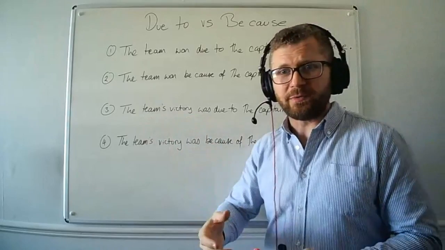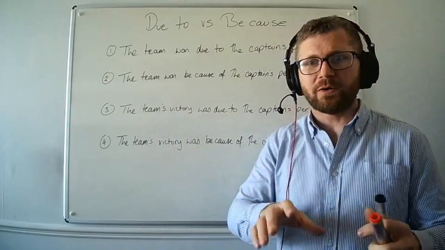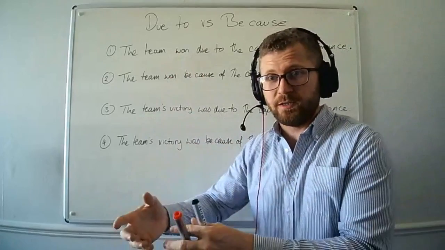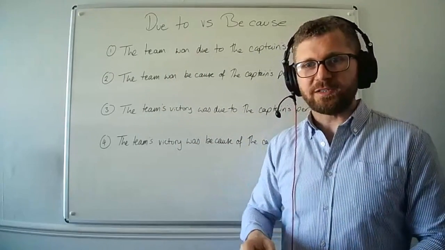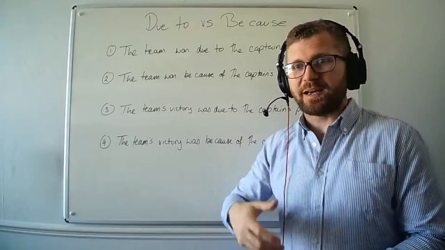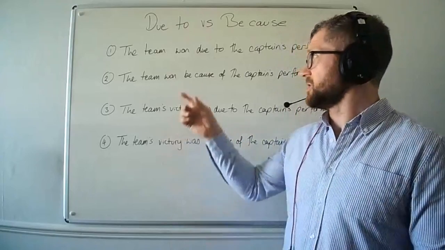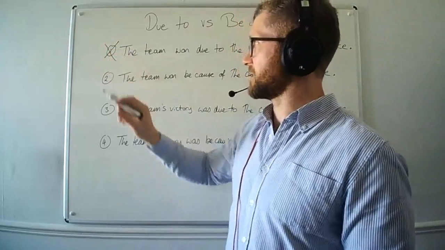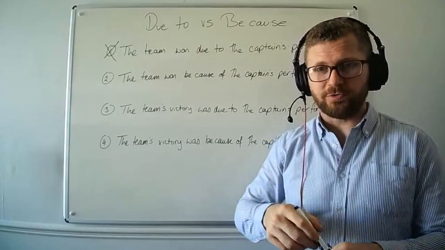Now, the way the GMAT will do this is they will say that if you are explaining an action, in this case, number 1 and number 2, the team won, and then we're providing a reason for that. If you're describing an action, if you're giving a reason for an action, you should use because of. So in this case, number 1 is not correct, and number 2 is the one we should use.